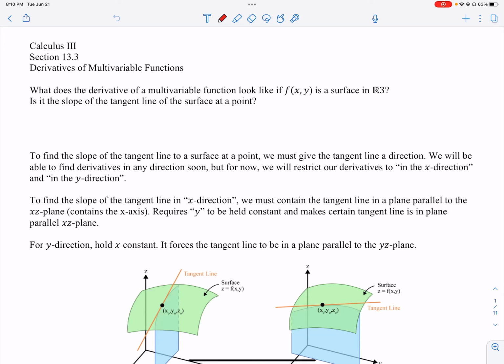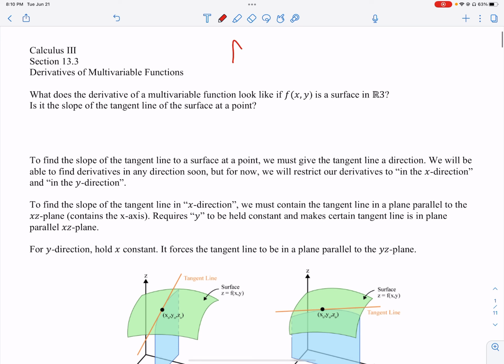In this video, we'll begin our discussion of section 13.3. This is about the derivative of a multivariable function. Let's just first talk about the derivative given just a function with one variable. Typically, this was the slope of the tangent line, right? So what does the derivative of the multivariable function look like if we're talking about a surface in R3?